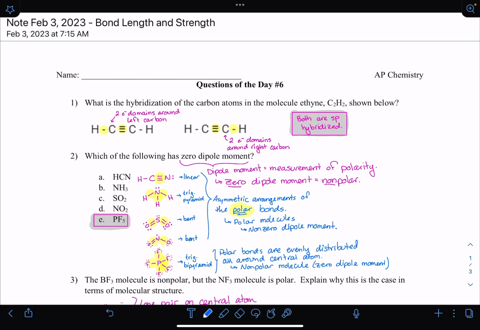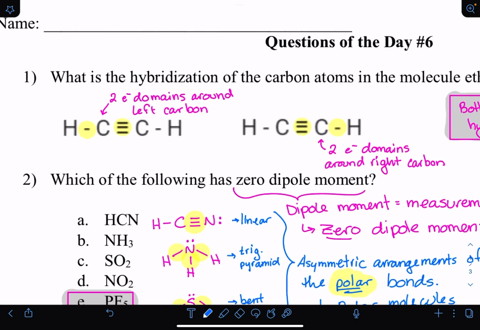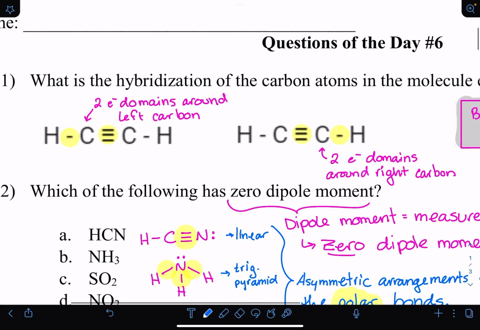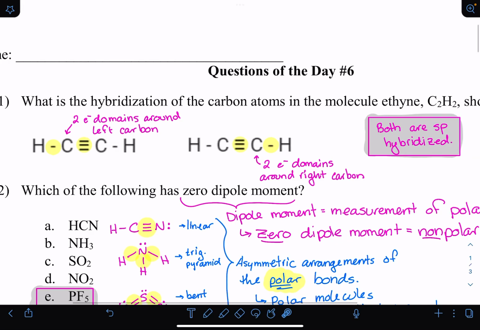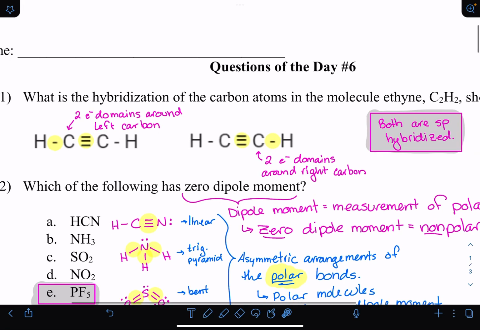So first up was just identifying the hybridization of the carbon atoms in this molecule. We have two carbon atoms, they are both the same. We can see that there are 2 electron domains around the left carbon, 2 electron domains around the right carbon because reminder, triple bond still only counts as 1 electron domain, so both of these carbon atoms are sp hybridized.